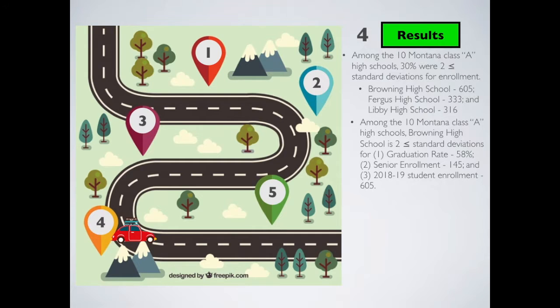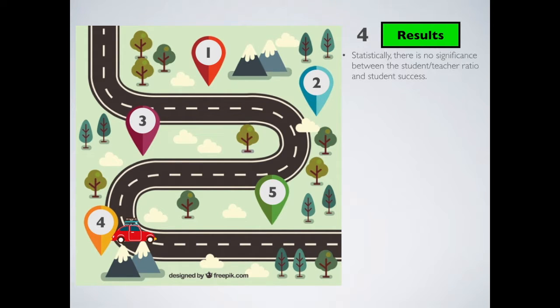Among the 10 Montana Class A high schools, Browning High School is 2 or greater standard deviations for graduation rate, 58%, senior enrollment, 145, and 2018 and 19 student enrollment, 605. Statistically, there is no significance between the student-teacher ratio and student success.